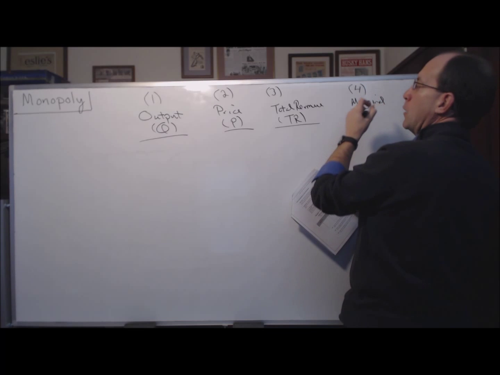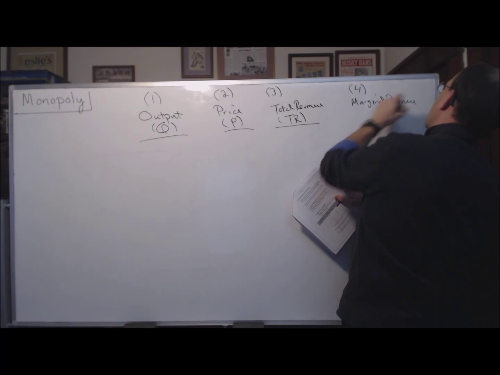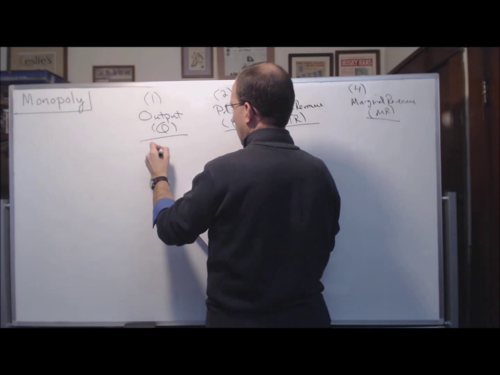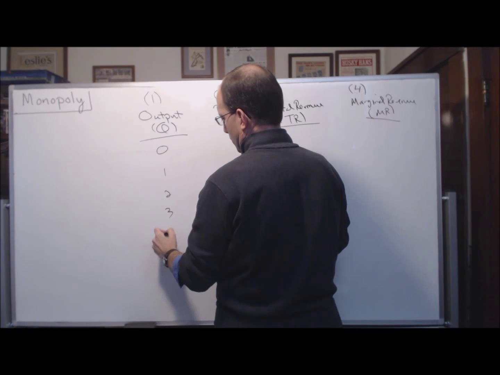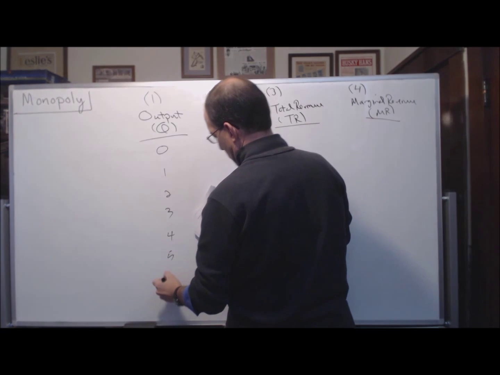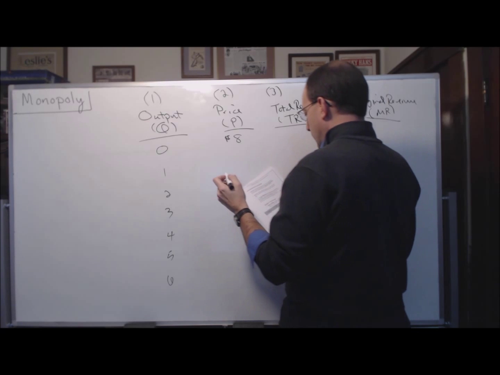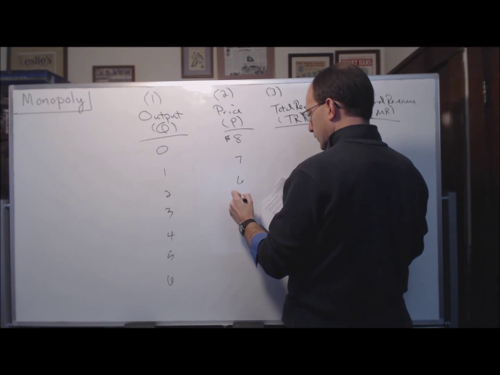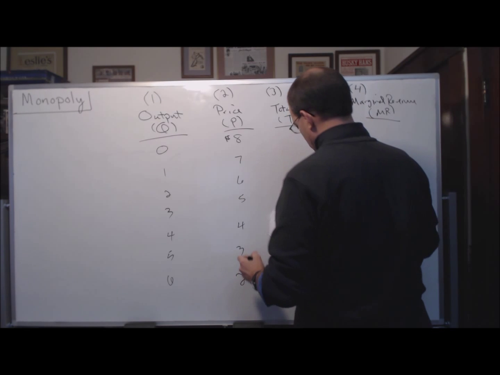So we've got output, price, total revenue, and marginal revenue. And then we've got output ranging from 0 to 6. And price here would be 8. At that price, they wouldn't sell any. At $7, they'd sell 1, then 6, 5, 4, 3, and 2.